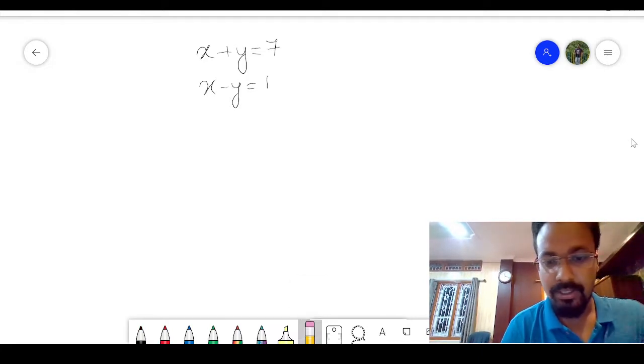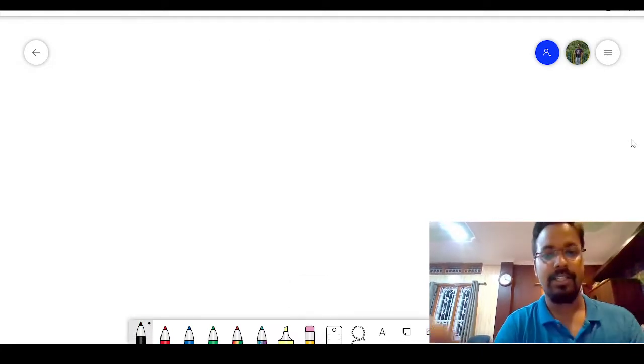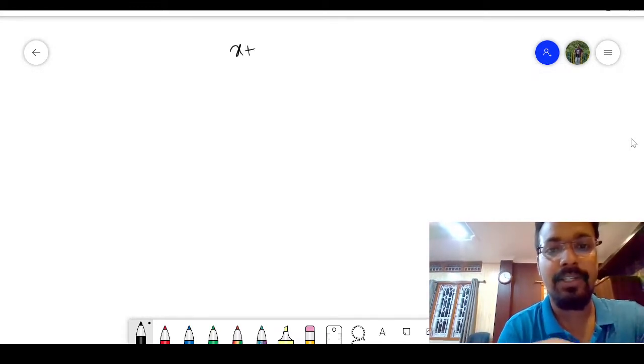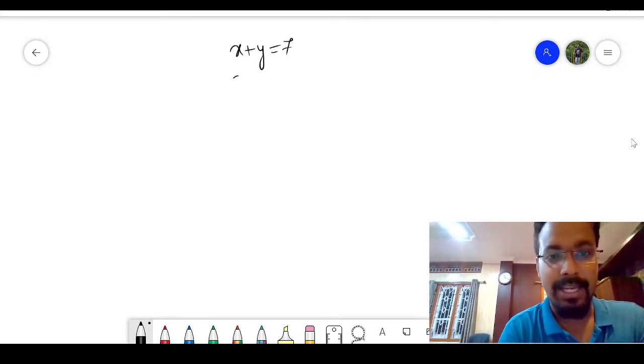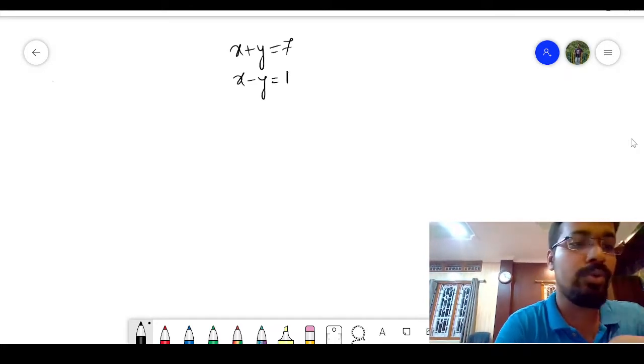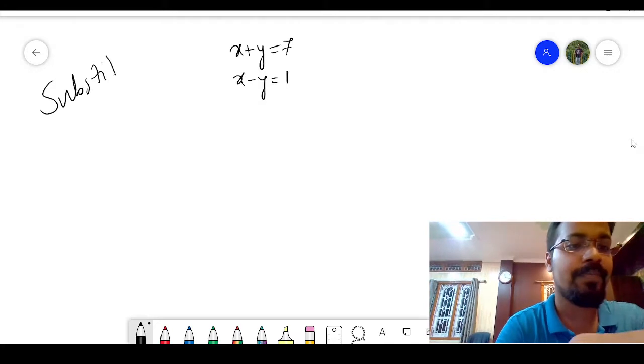Okay, let me do one thing. Let me erase this. Let's get the screen zoomed in. So x plus y equals 7 and x minus y equals 1. So the first method that we are going to do today is substitution.